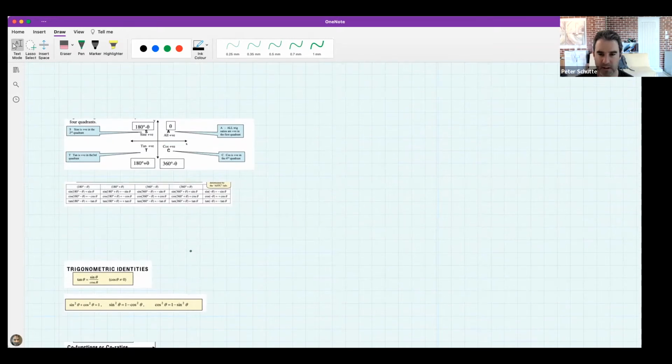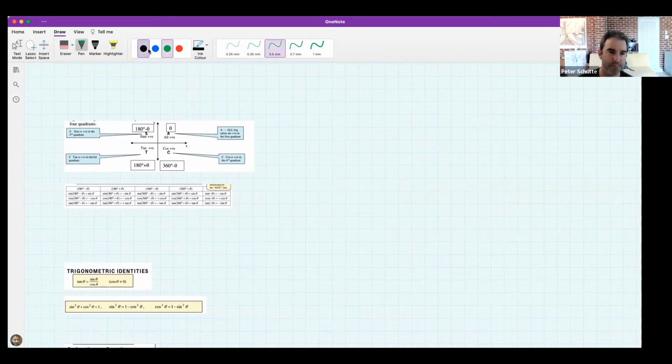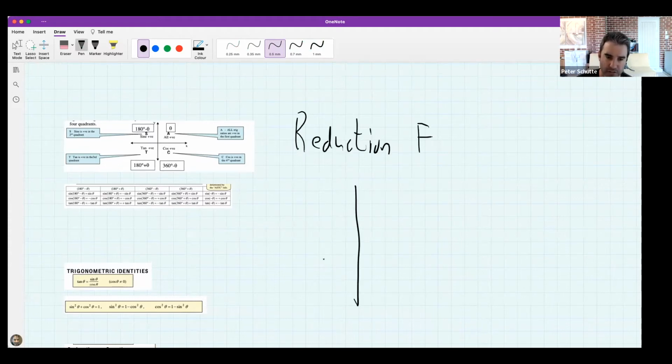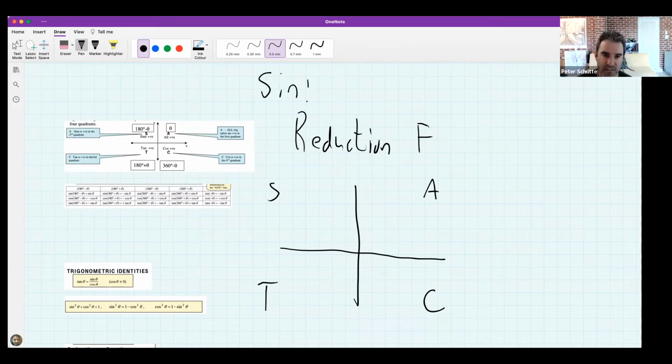Then we also talk about something called the reduction formula. The reduction formula is often thought about in terms of the CAST diagram. And what it allows us to do is take angles that are bigger than 90 and reduce them to acute angles. So say, for example, I said to you, what is the value of the sine of 150? Well, the sine of 150 in terms of this diagram would end up with a triangle in quadrant number 2.